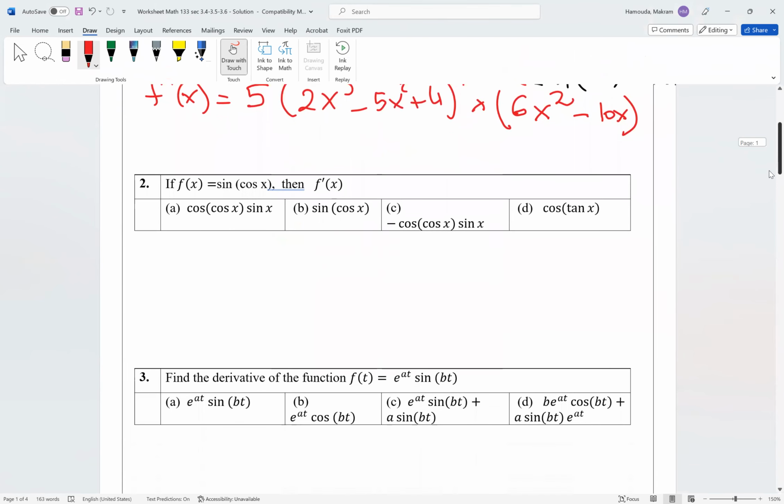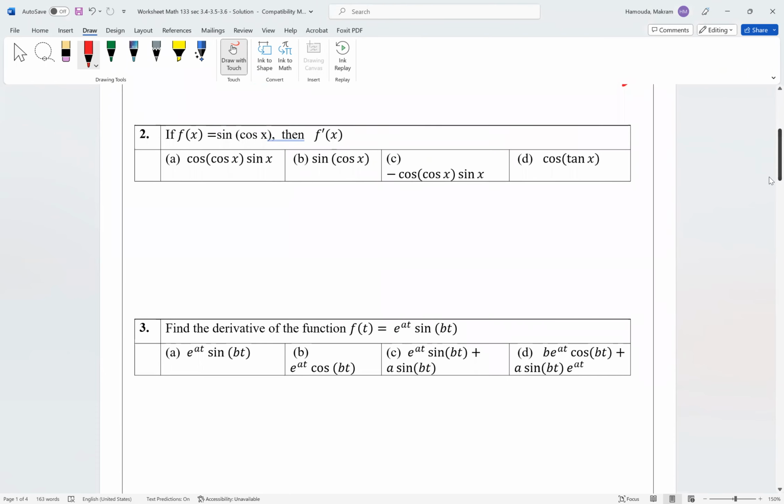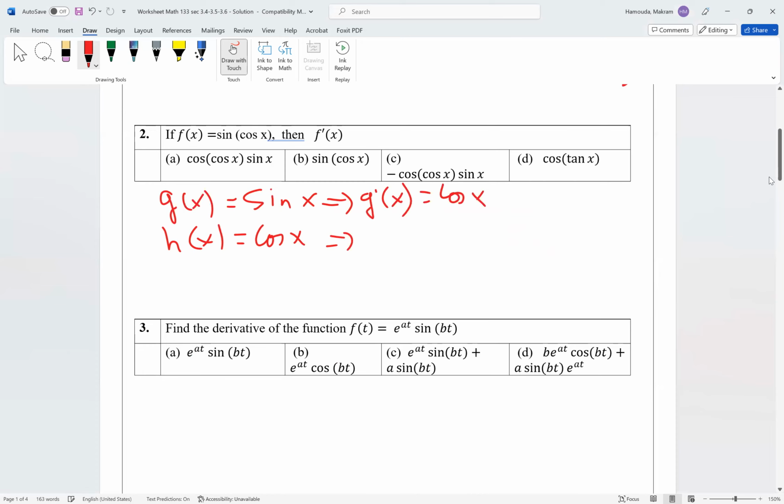Then number 2, if we have f of x equal to sine of cosine x, then find f prime of x. This is the chain rule. Just give the composition. So g of x is equal to sine x, and h of x is equal to cosine x. The derivative of g is cosine, and the derivative of h, the derivative of cosine, is minus sine.